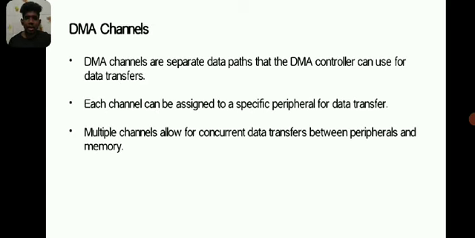DMA channels. DMA channels are separate data paths that the DMA controller can use for data transfers. Each channel can be assigned to a specific peripheral for data transfer. Multiple channels allow for concurrent data transfer between peripheral and memory.